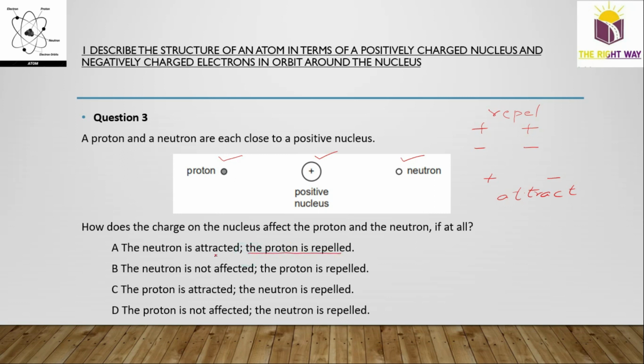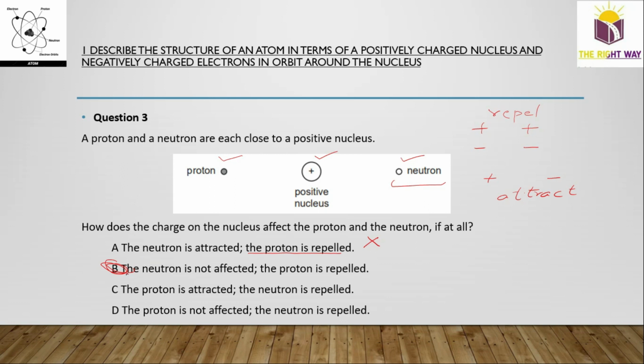But the neutron could not be attracted by a positive nucleus, because a positive nucleus attracts a negative electron, not the neutron, because the neutron has no charge. So this statement is wrong. The neutron is not affected, the proton is repelled. So B option is right over here also.